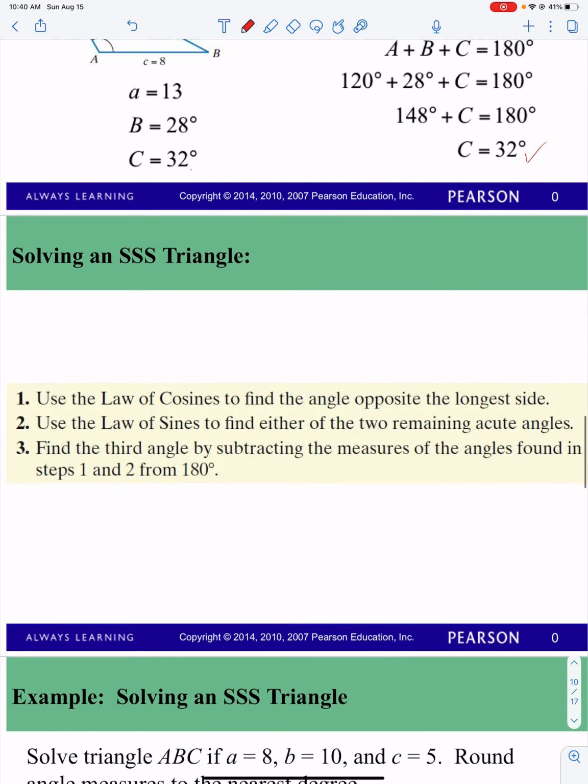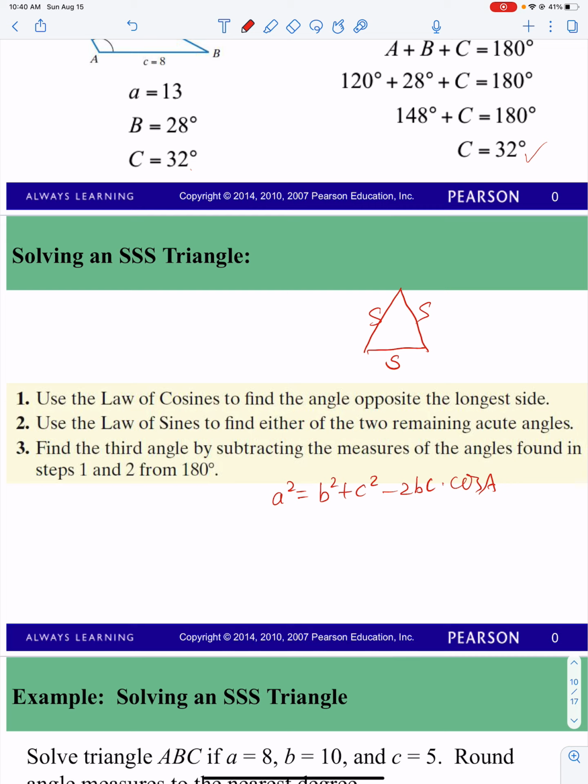Okay, so what if you have 3 sides, but you do not have the angle? How could you find the angle? How could you use the law of cosines to find the angle? Okay, so a squared equals b squared plus c squared minus 2bc cosine A. Okay, so what should we do now?